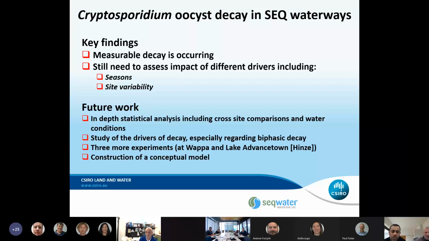We really need to go in and have a look at that biphasic decay and see what's driving that. And then finally, we've got three more experiments to do: another sunlight experiment and two at Whopper Dam and Lake Danstown, I should say, not Alltown, sorry.